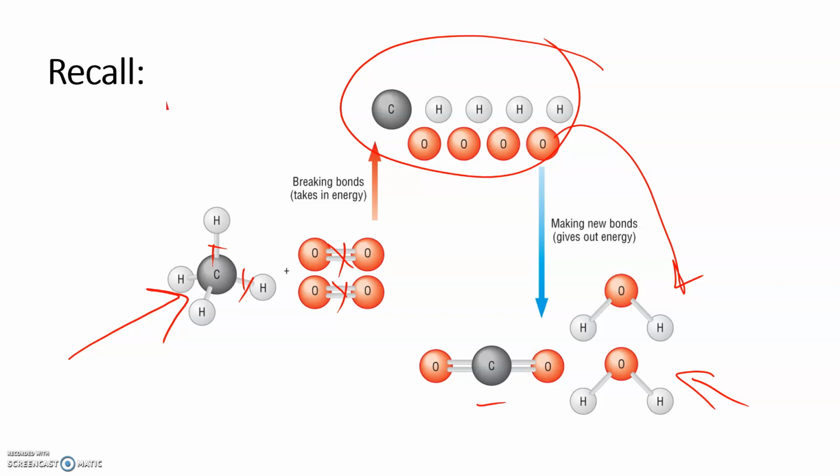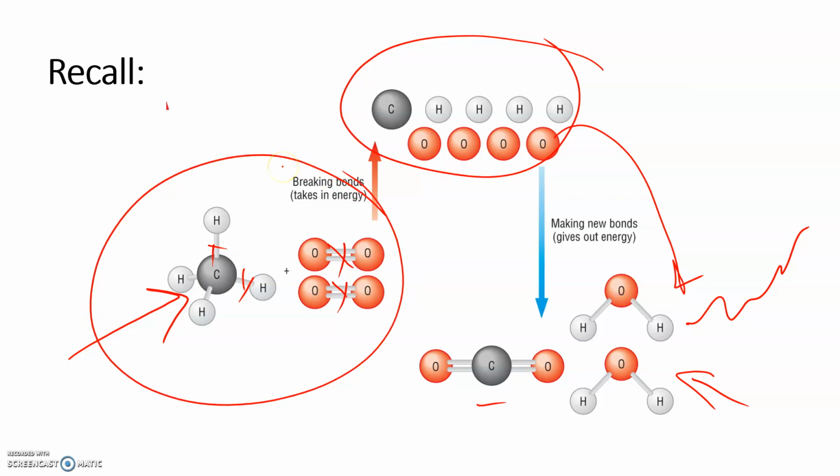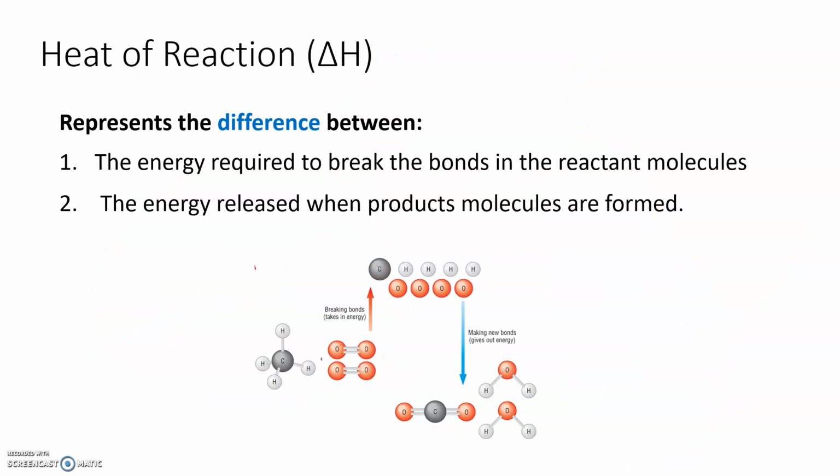Anytime you reform bonds, when bonds are being formed, not broken, there is some amount of energy that is released. What we're going to do today is formally talk about how the energy that's absorbed to break bonds compares to the energy that is released when bonds are formed during the course of a chemical reaction. This is what ultimately determines whether a reaction is endo or exothermic, absorbs or releases energy overall.